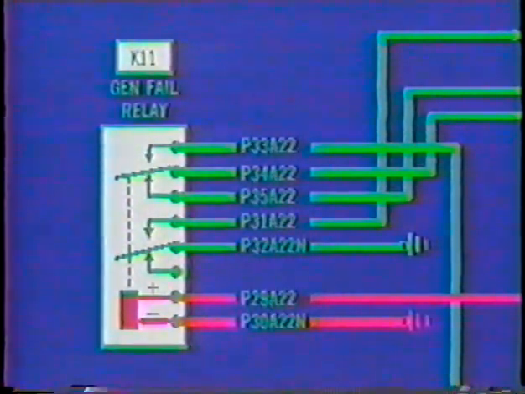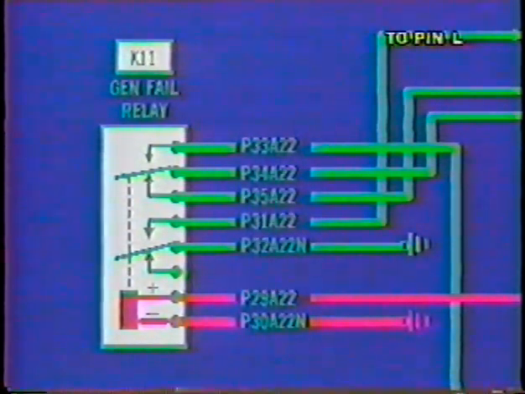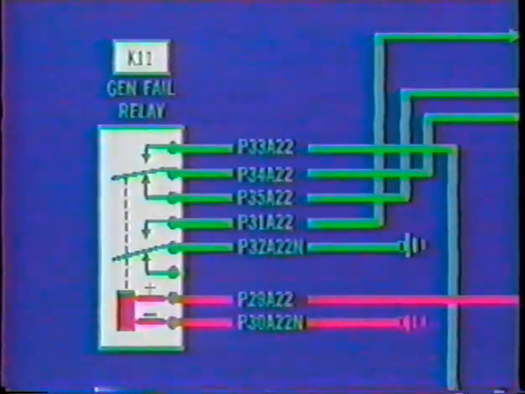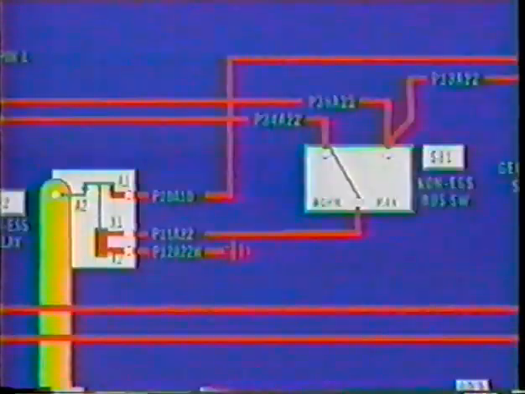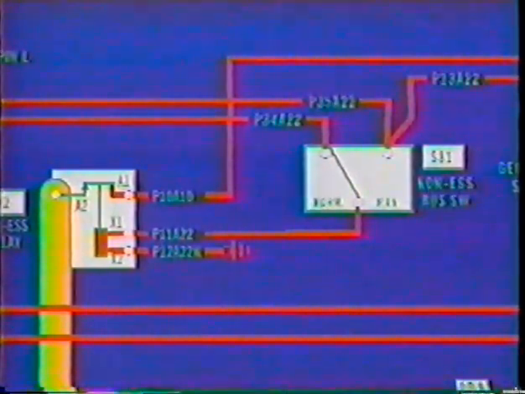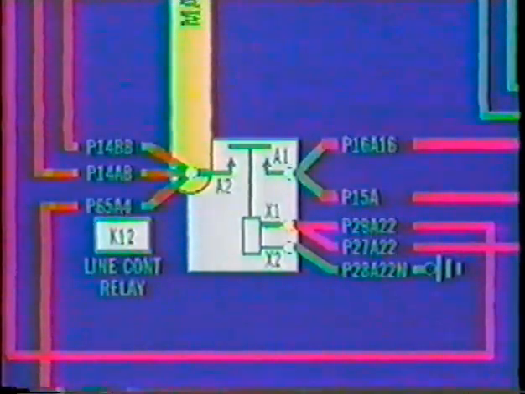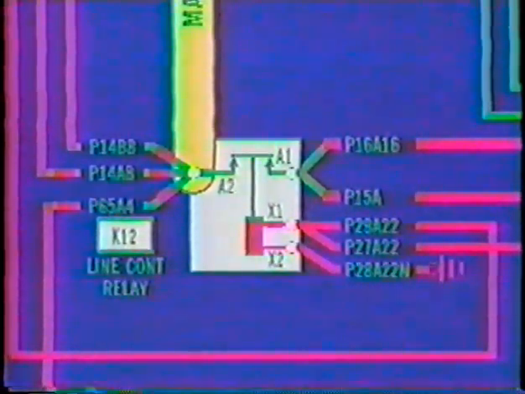With the ground X2 completed, you can see the plunger within the relay will retract and both flippers will displace. The displacement of the lower flipper will create an open circuit to pin L. Pin L represents the generator caution light on the master caution panel. The upper flipper's displacement will allow for non-essential bus operations with the non-essential bus switch in either the normal or manual position. Return to the line control relay and complete the ground X2.